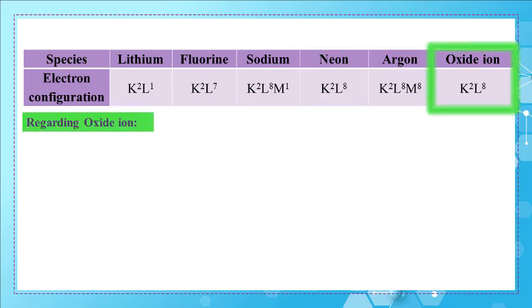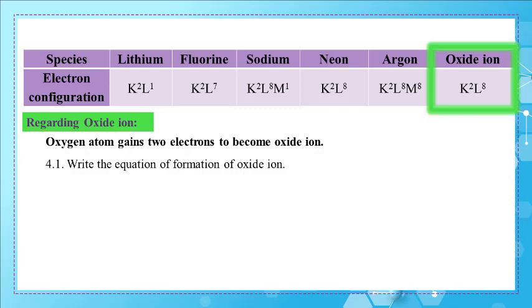Regarding the oxide ion, an oxygen atom gains 2 electrons to become an oxide ion. Write the equation of formation of the oxide ion. O plus 2 electrons will give O2 minus ion.